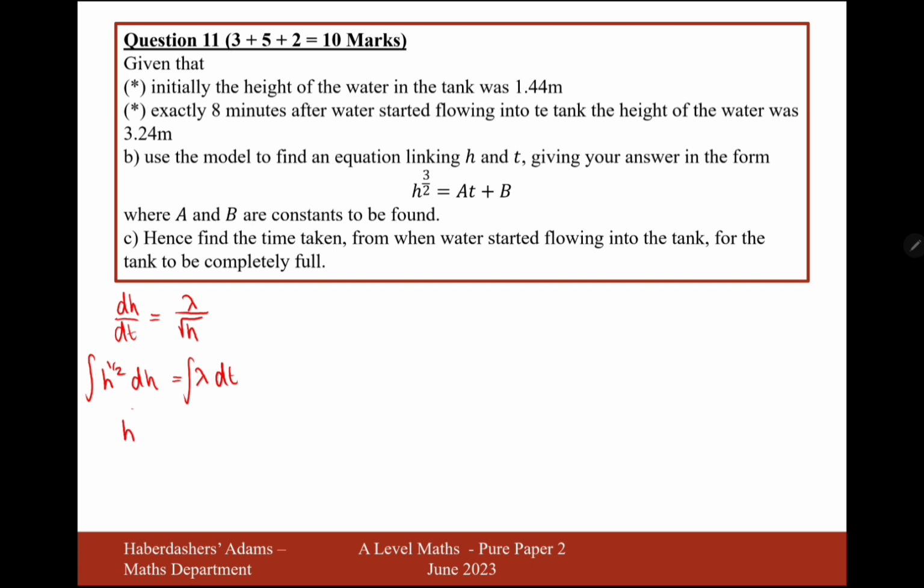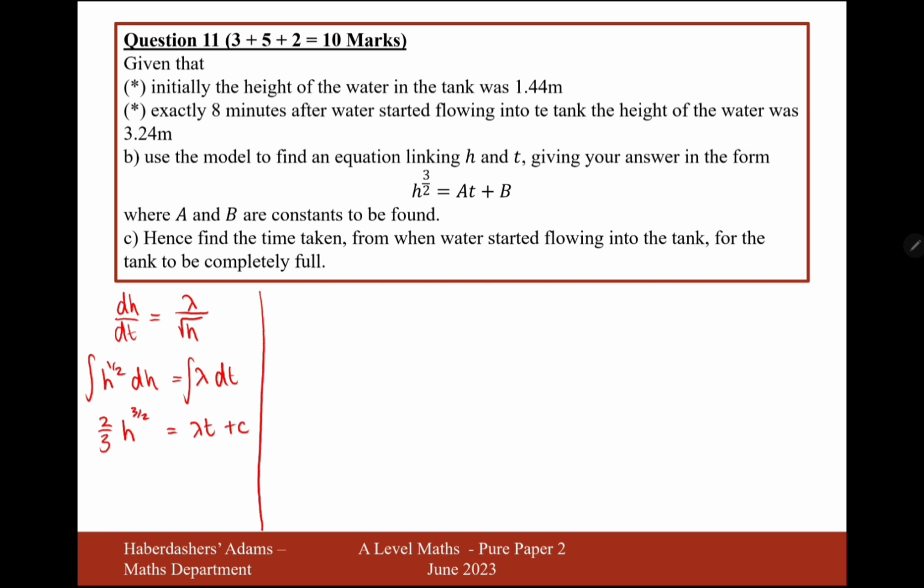So for the h equation, we increase the power by 1, divide by the new power. And on the right-hand side, we integrate with respect to t, so it's just a number we're integrating here, so it's lambda t plus c.